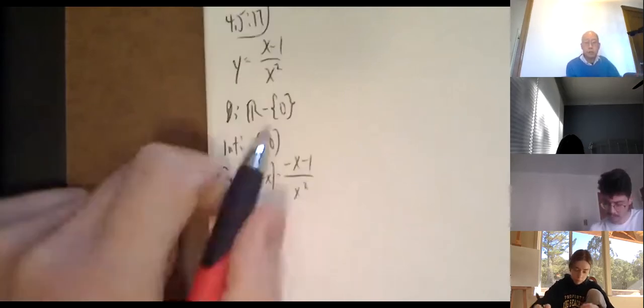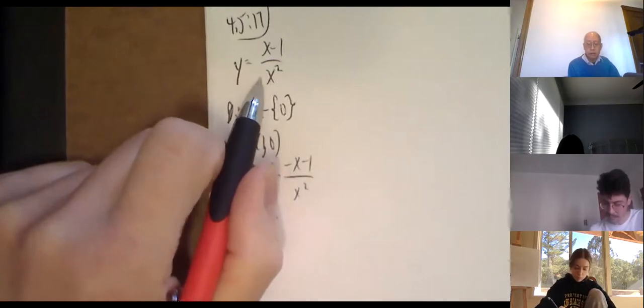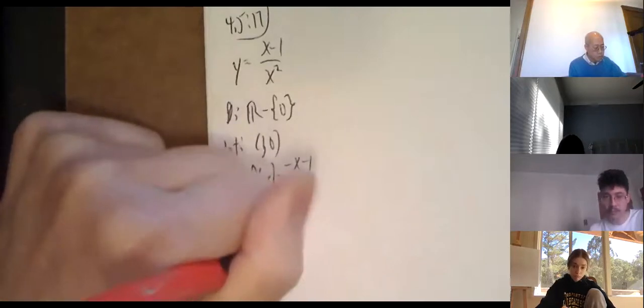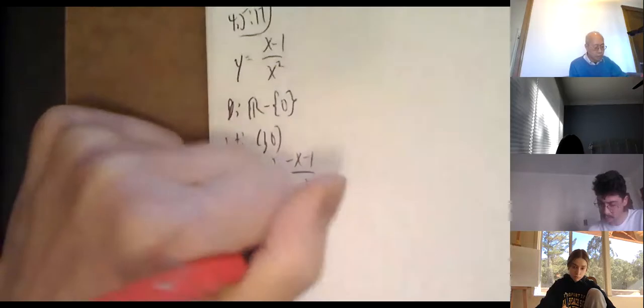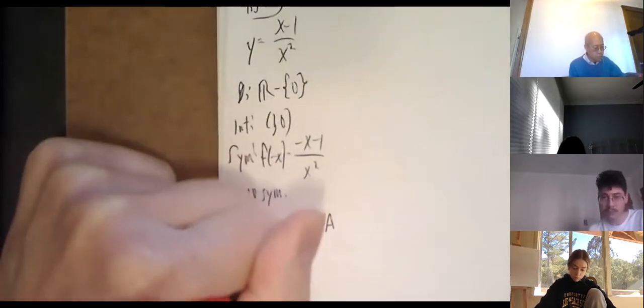Okay, asymptotes. X equals 0 is an asymptote. Okay. So x equals 0, or you can also say the y-axis. So that's a vertical asymptote. VA's, vertical asymptote.